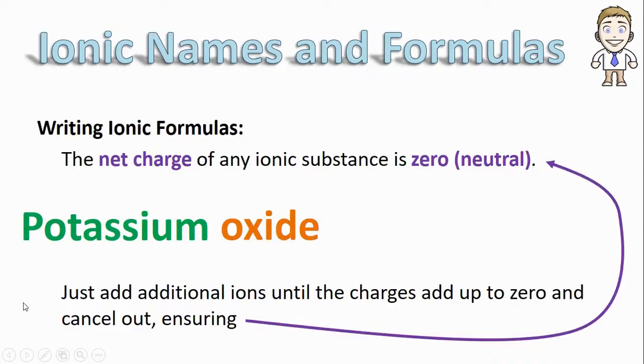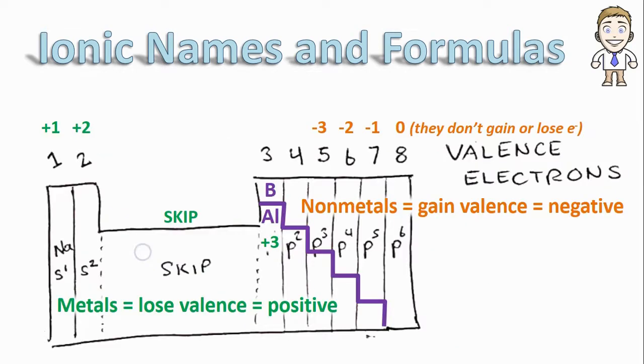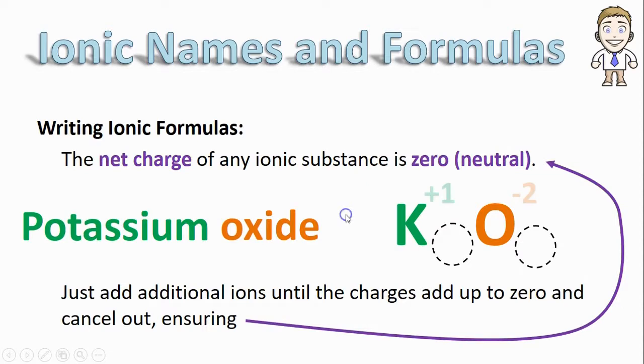Now we're ready for our first example, so let's start with potassium oxide. Step 1 is to write the 2 symbols, K for potassium, O for oxygen. Step 2 is to look up the charges. Potassium will be here with a +1. Oxygen is here with a -2. I recommend you label those so you don't lose track.